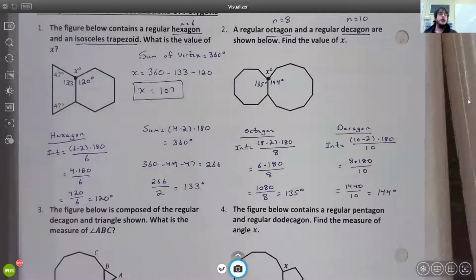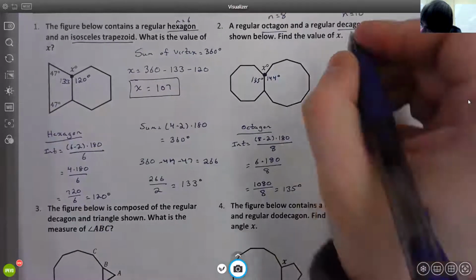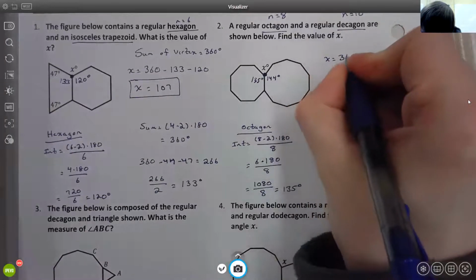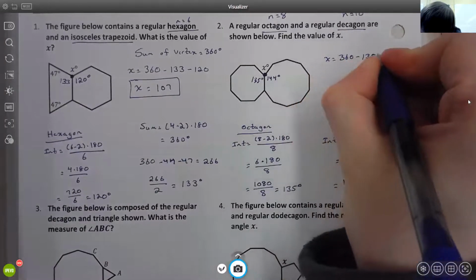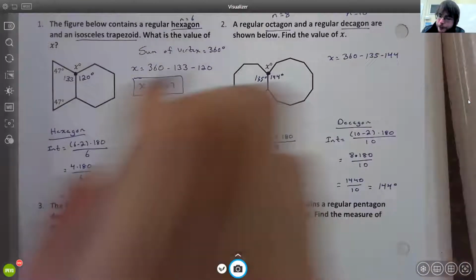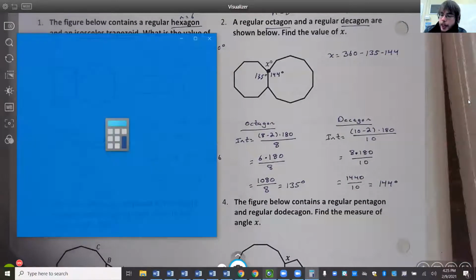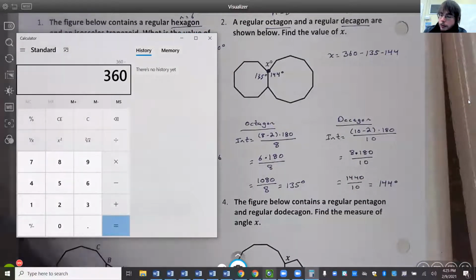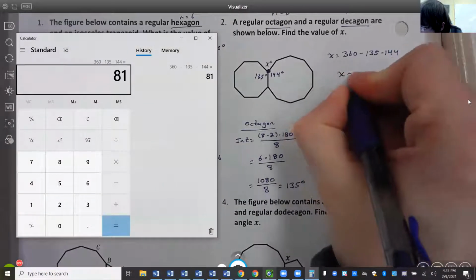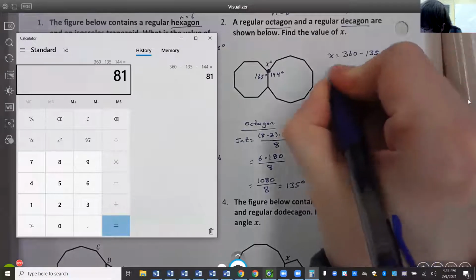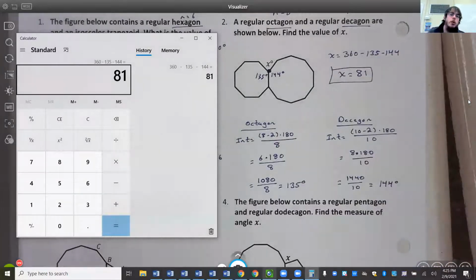And now you know the sum around the vertex is 360. So to find x, you take 360, subtract 135 and 144. And when you do that, 360 minus 135 minus 144 gives you 81 degrees. So x is equal to 81.